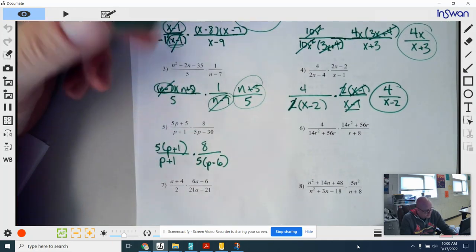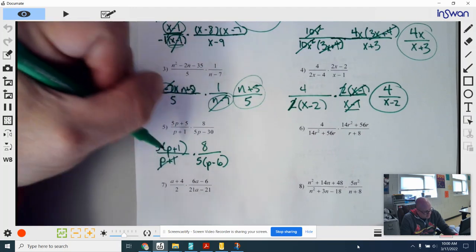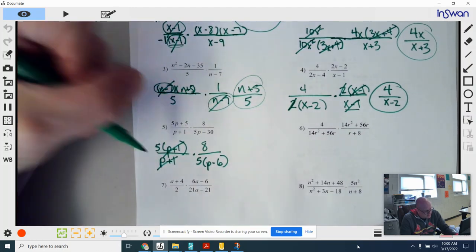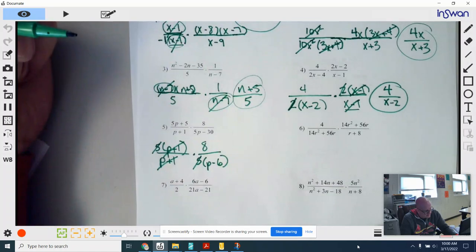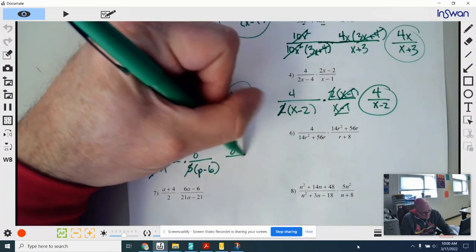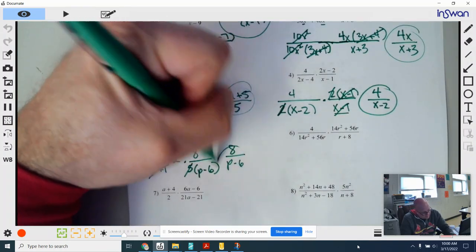Okay, look for things to cross cancel. P plus 1 with this P plus 1. This 5 with that 5. So we just have an 8 over P minus 6.